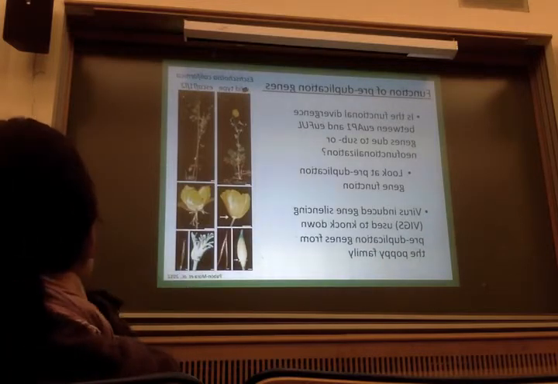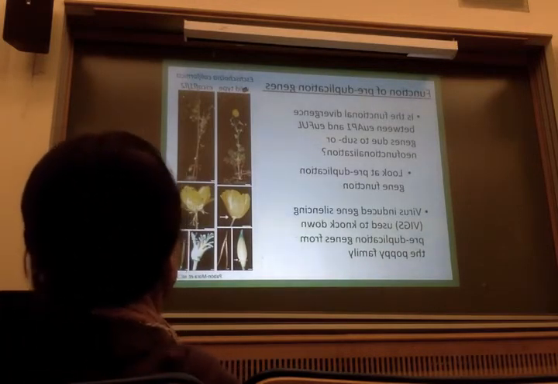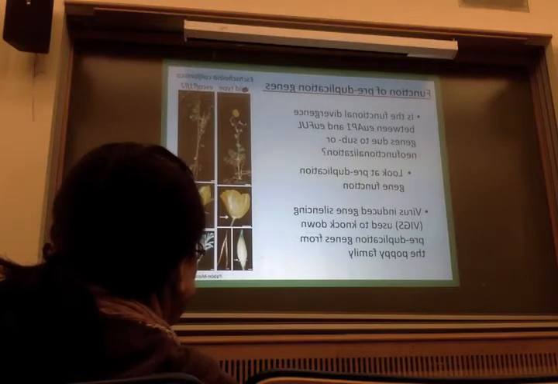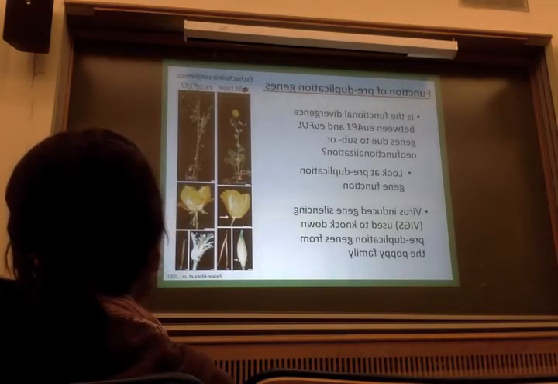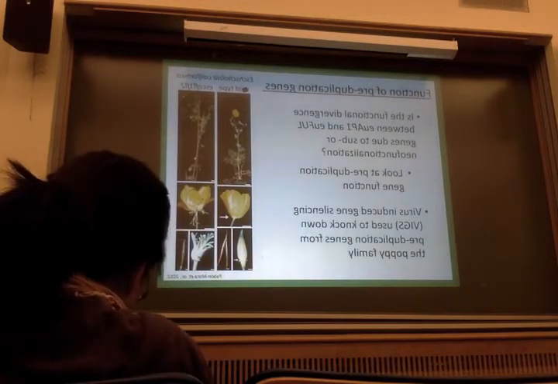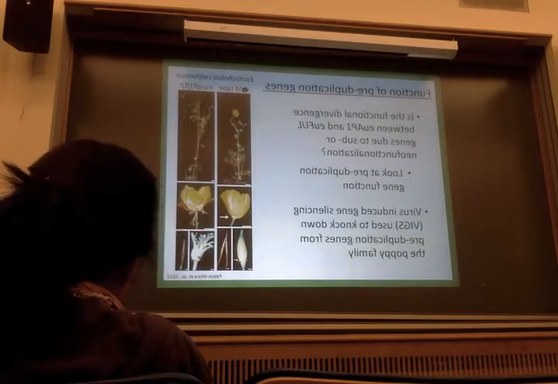Remember I talked about those FUL-like genes that diverged earlier in the tree? We can take a look at those genes and see how they function in order to determine whether AP1 and FUL underwent sub- or neofunctionalization. Some colleagues at the Garden did virus-induced gene silencing, which we can use to knock down these genes in some pre-duplication genes from the poppy family. And here we have California poppy, and in this column we have our wild type, and then in this column we have our FUL-like mutants.